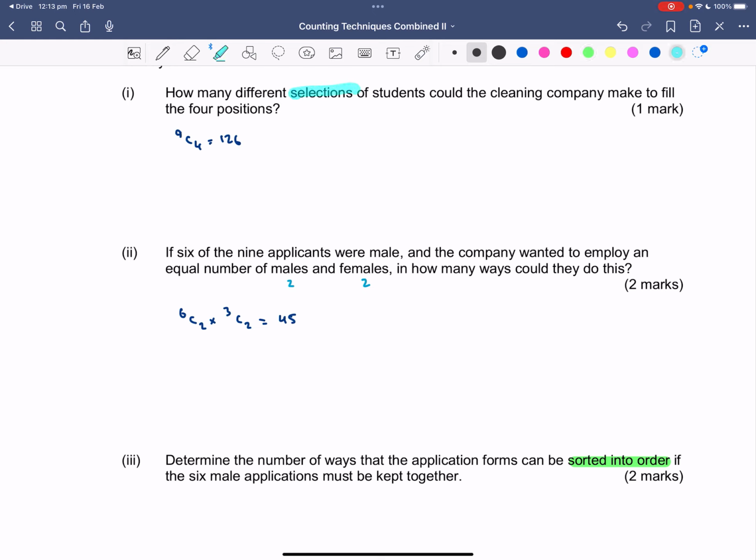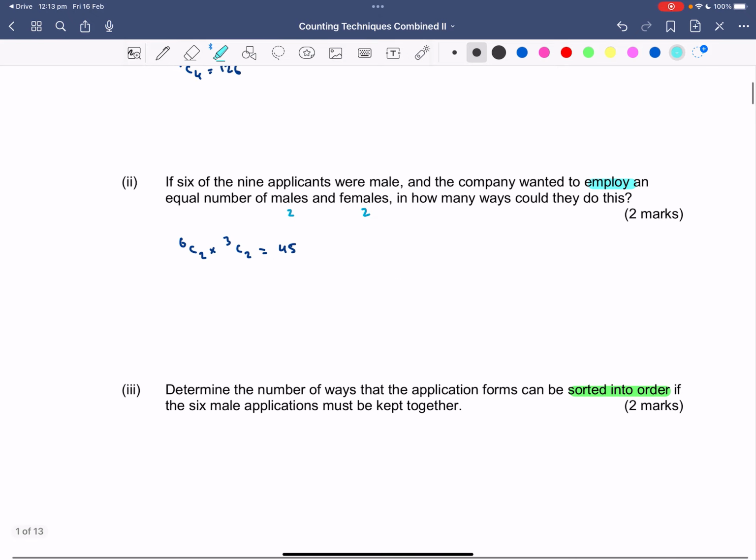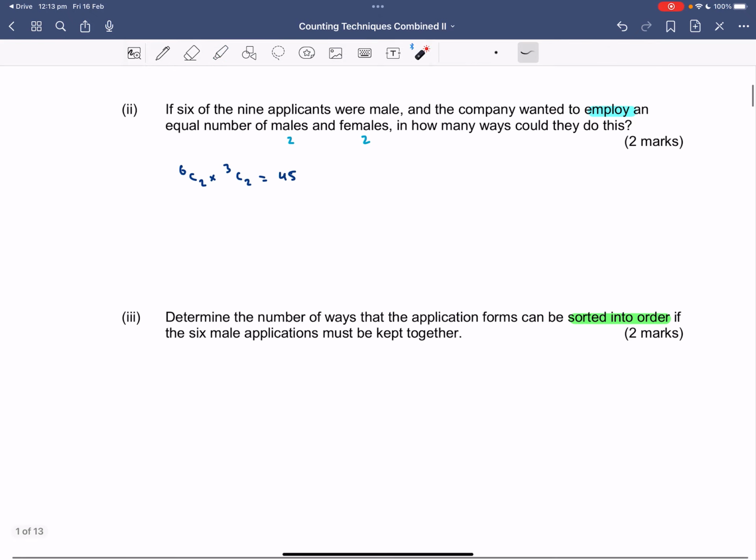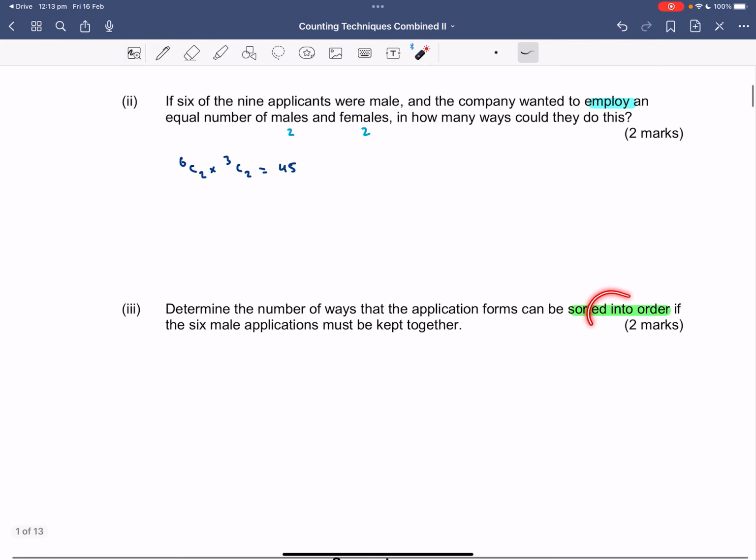It says how many different selections are possible. It doesn't explicitly say selections in the next one, but it says the company wants to employ an equal number of males and females. When you employ, you're basically just selecting, you're not arranging. So up till now, we've just been doing choose. But now, there's some sort of arrangement, okay?